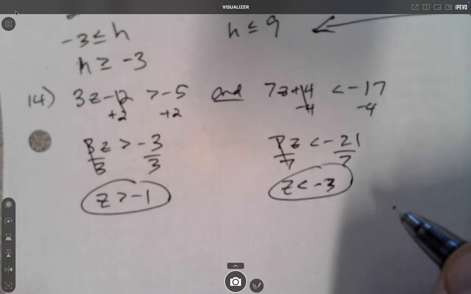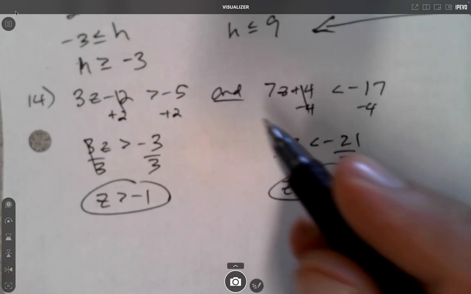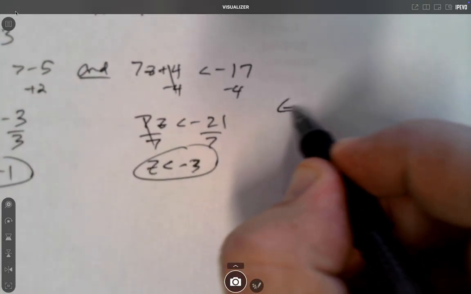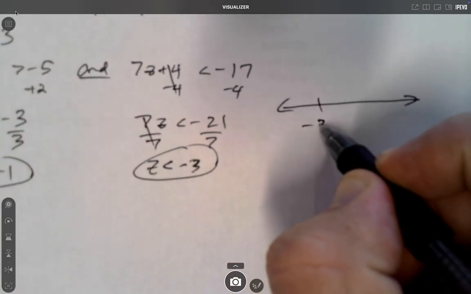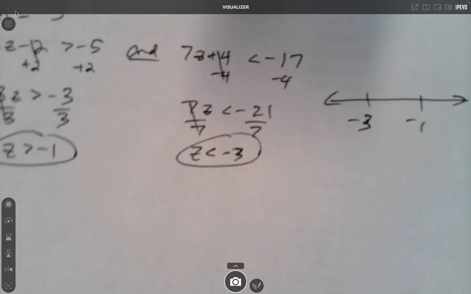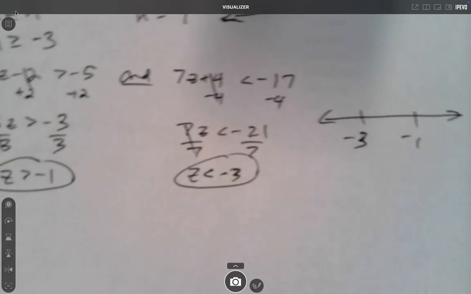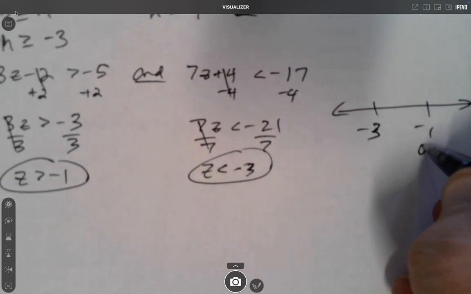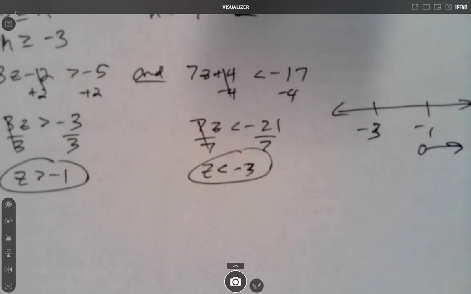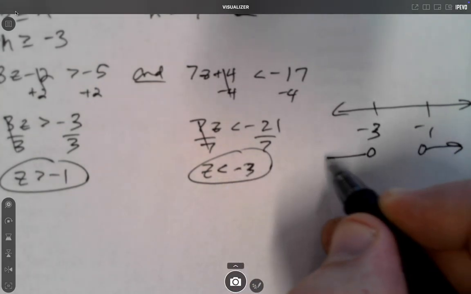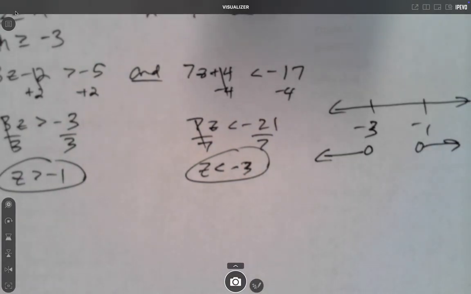Now remember, this is an and, so we'll want to shade where these overlap. So I know -1 and -3 are my two spots I need to mark. Now it says z is greater than -1, so I put an open circle at -1 and shade to the right because it's greater than. It's less than -3, so I put an open circle at -3, shade to the left.